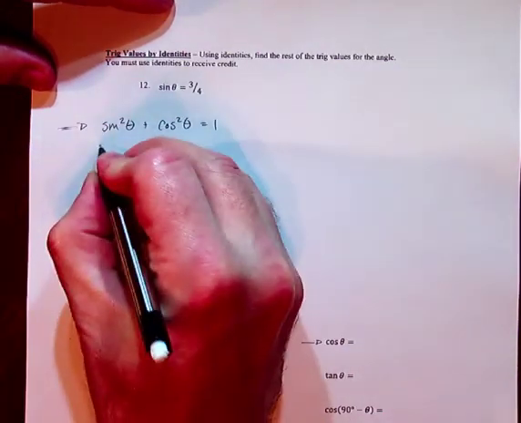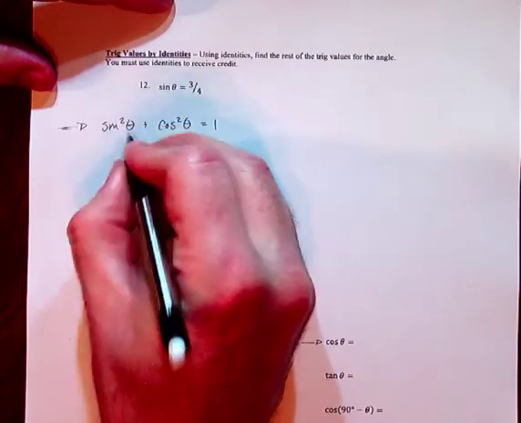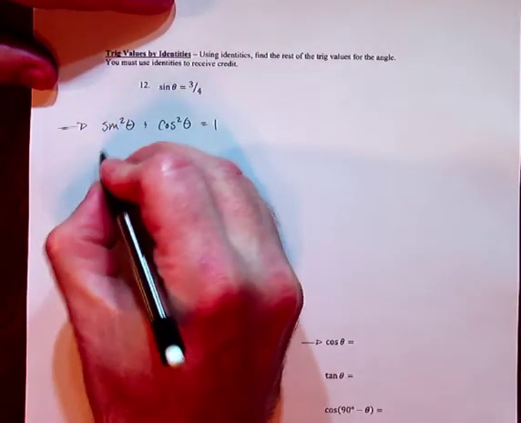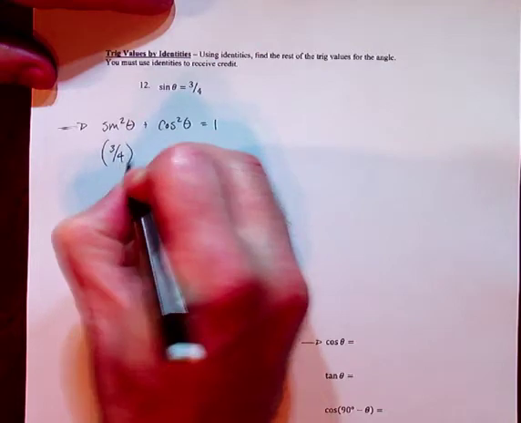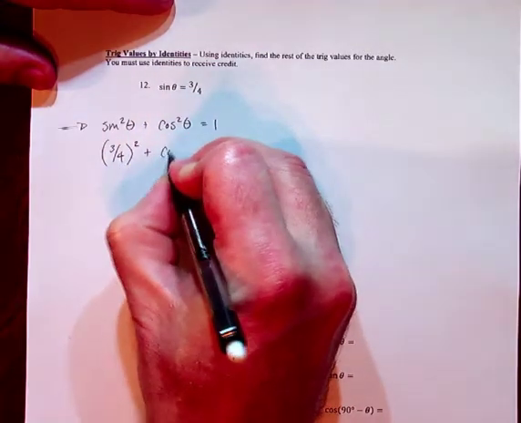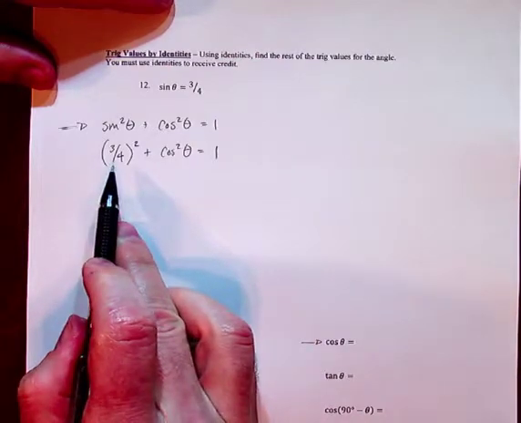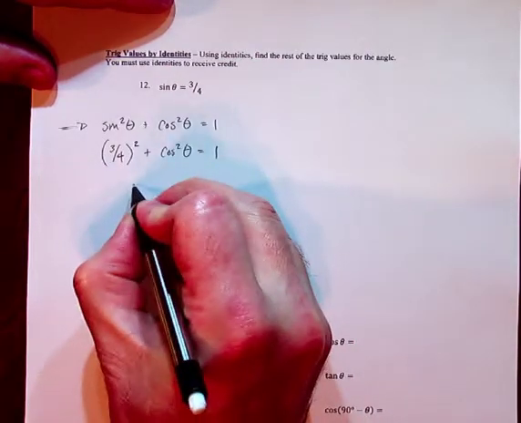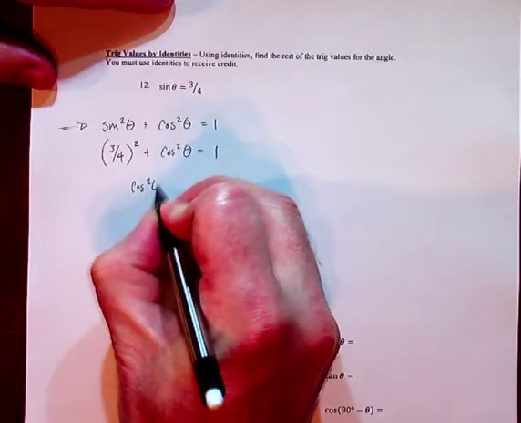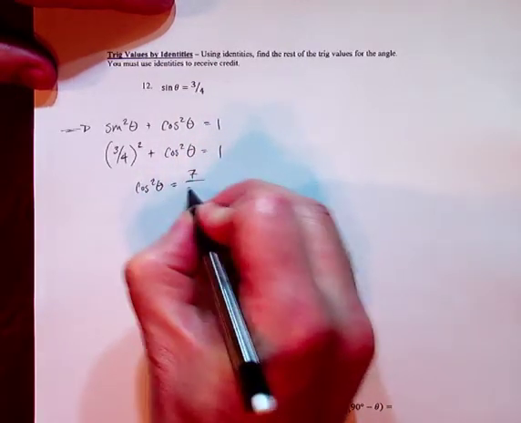And then, of course, this is sine theta squared, right? This is lazy man's notation. And I wind up with (3/4) squared plus cosine squared theta is equal to 1. Now that's 9/16. And when I subtract it from 1, I'm going to get cosine squared theta is equal to 7/16.